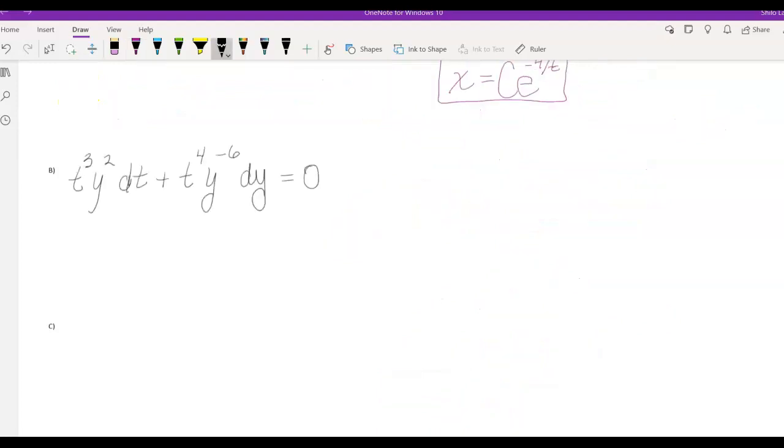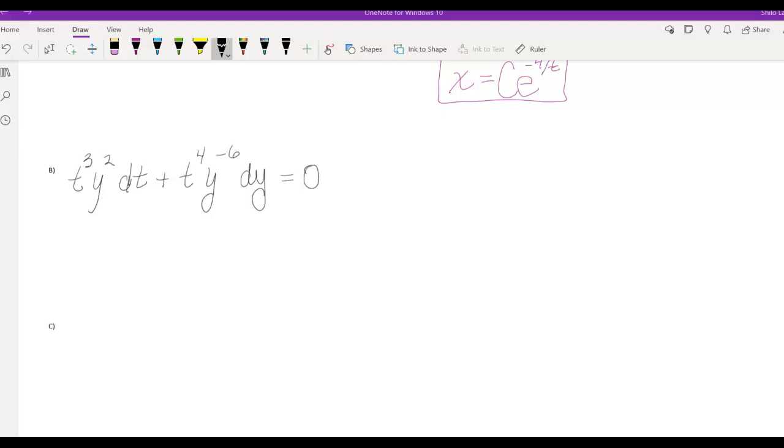For our next example, we want to find the general solution for the differential equation t cubed y squared dt plus t to the 4th y to the negative 6 dy equals 0. Well, so far the only way we know how to solve differential equations is by separating. So that's what we're going to need to try to do here. See if we can get all of the y's on one side and all of the t's on the other side.